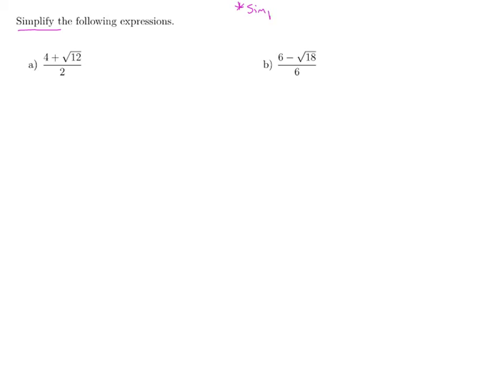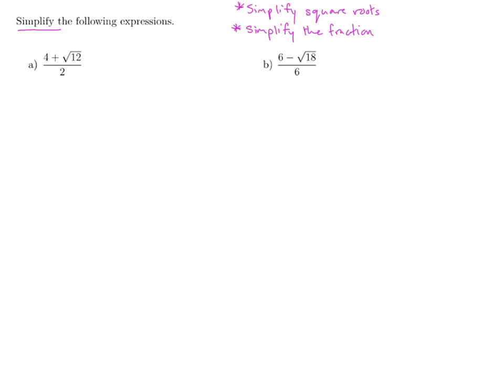So the first thing we'll do is simplify square roots. And then if possible, we'll also simplify the fraction. Sometimes the process of simplifying the square root makes it so that the fraction can then be simplified. In these immediate expressions, the fraction would not be able to be simplified in either of these. So let's get started with this first one.